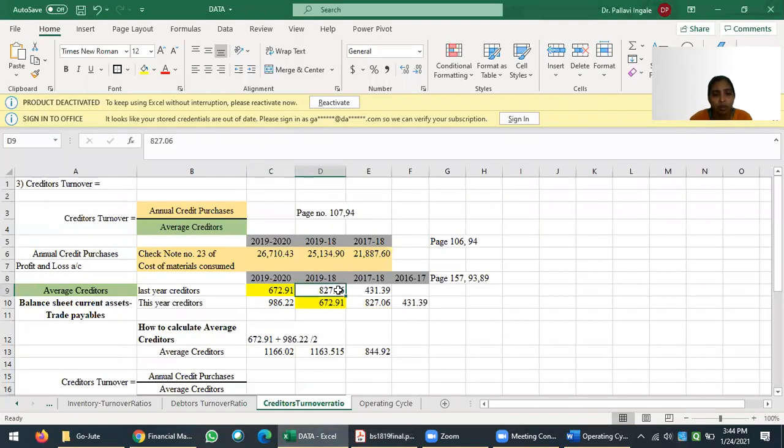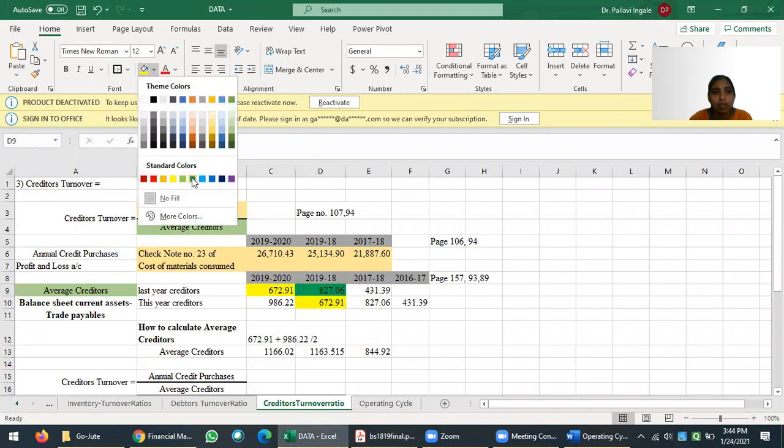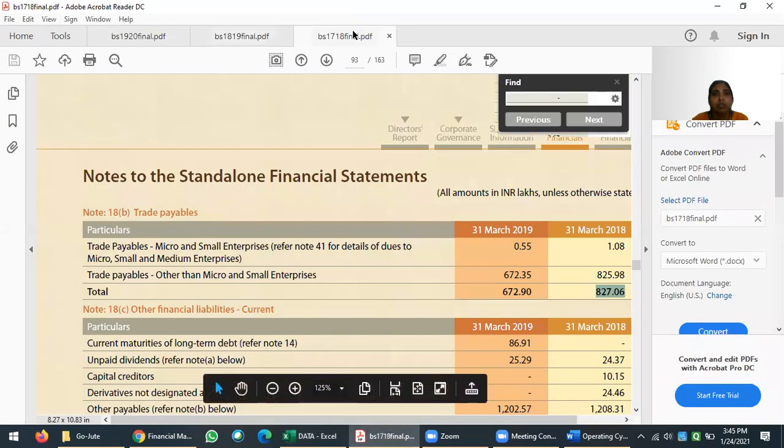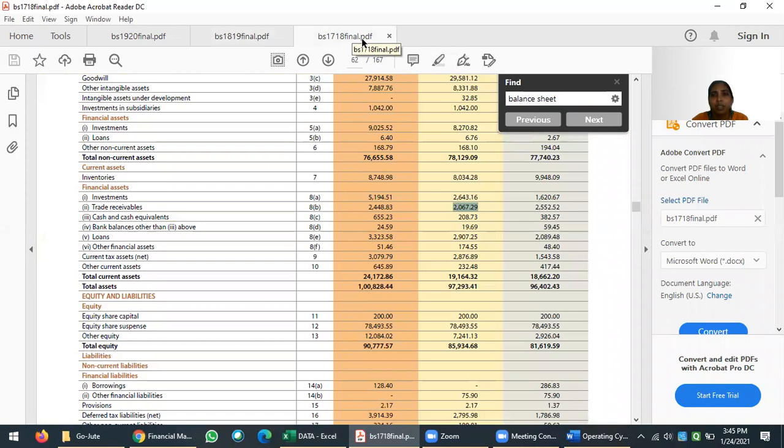827.06, okay, so this is this year's data. So definitely this year's data is going to match with this year's data. Correct? This is closing. So this is the opening for this year, last year. Okay, now I need 17-18 data. So for 17-18 data, I have to come on the balance sheet of 17-18.